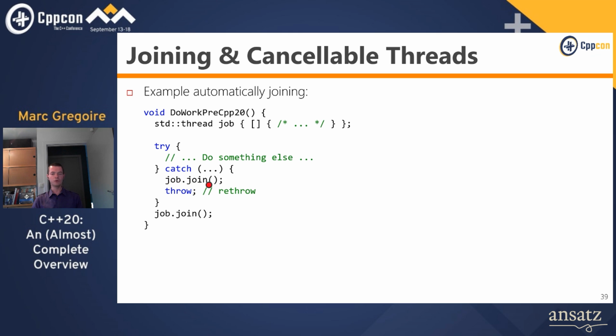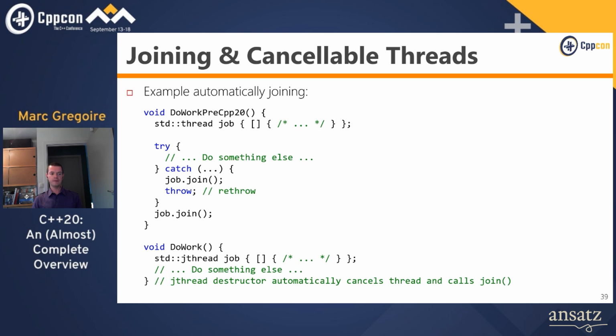I have to make sure to call join on my thread and then just rethrow the exception. Of course, in the case that do something else doesn't throw any exception, I have to make sure that I join as well in that case. So this is quite a lot of ugly boilerplate code.